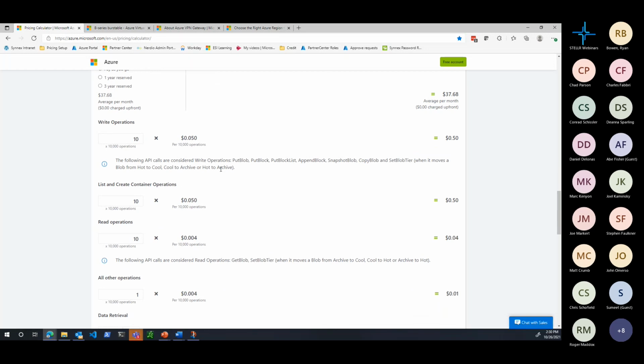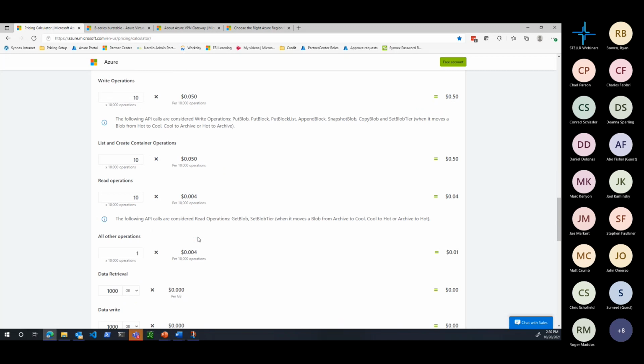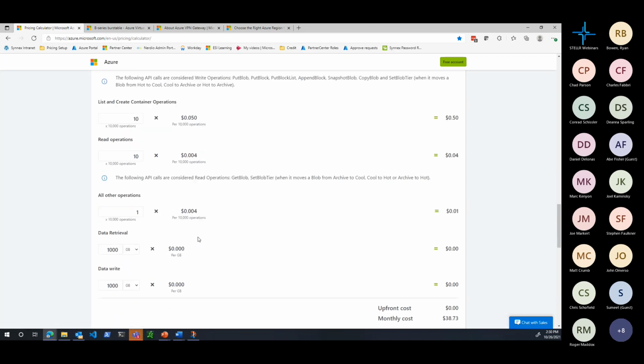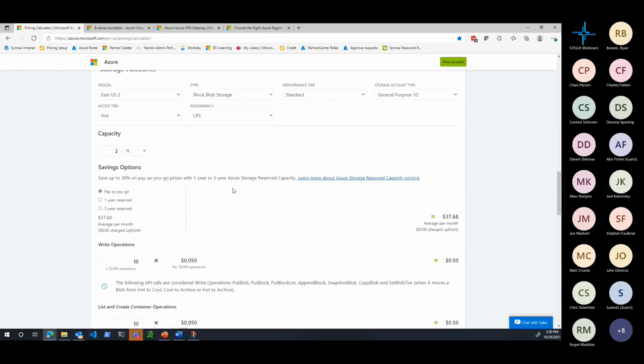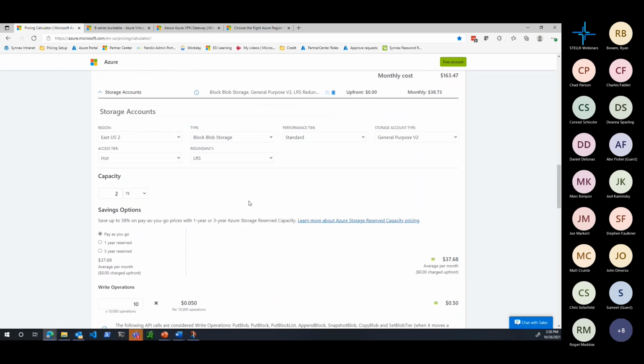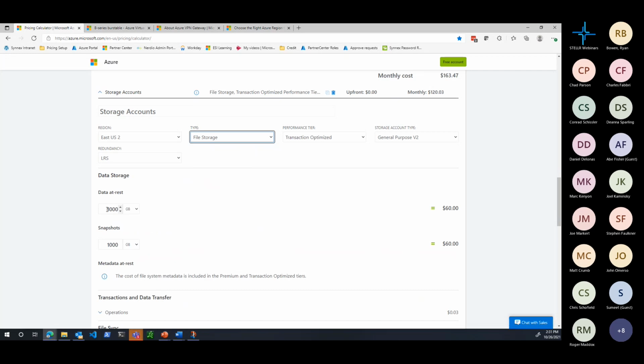And so there are transaction costs associated with that, and you can see write operations are a little bit more than list, create, and read operations on that storage. So these are all things that get dialed in when we talk about block blob storage. It is an API access only storage. It is not like your typical SMB share that you have as a file server. That would be our file storage. So that's a little bit different, right?